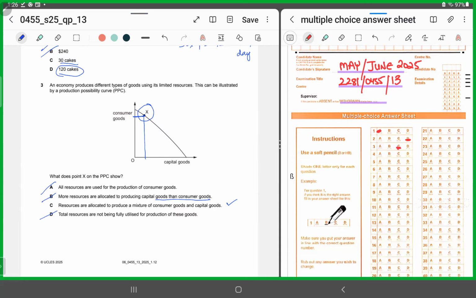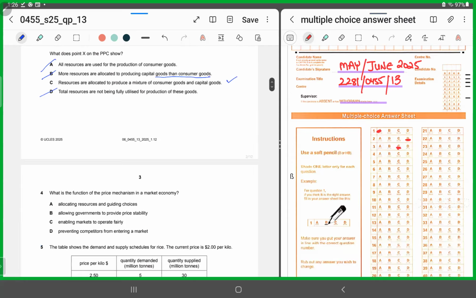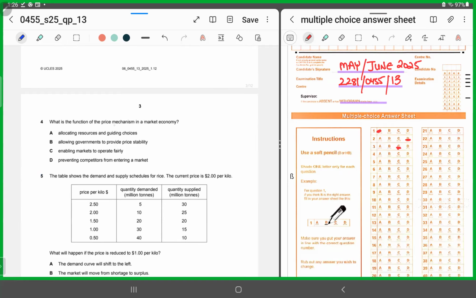All right. MCQ number 4 says, what is the function of the price mechanism in a market economy? We all know price mechanism is what helps a free market economy allocate its resources, right? So price mechanism acts as an indicator towards utilization of factors of production and production decisions. So for MCQ number 4, the very first option says allocating resources and guiding choices. That's the correct answer. So for 4, we'll shade in A.